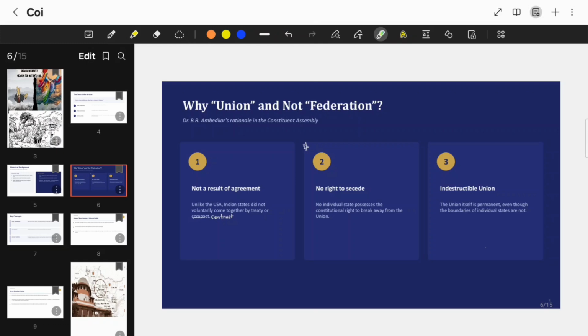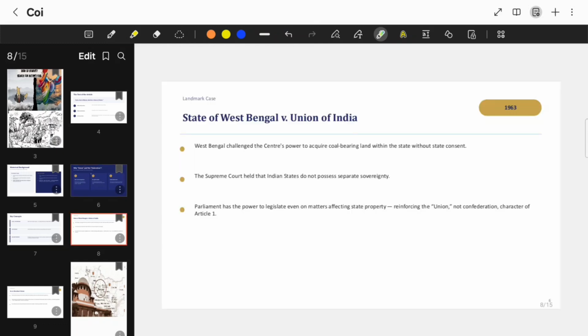Keeping that last point in mind, because it's about to become very important, let's discuss some cases. These cases will tell a completely different story. First, State of West Bengal versus Union of India. West Bengal challenged the central government's power to acquire the coal-bearing land inside the state without the consent of the state.